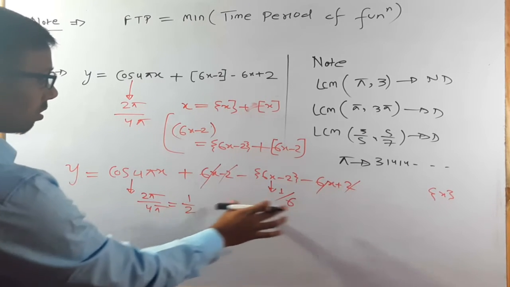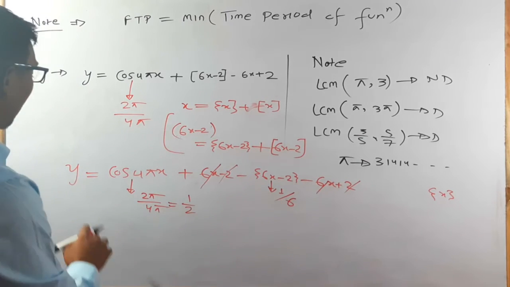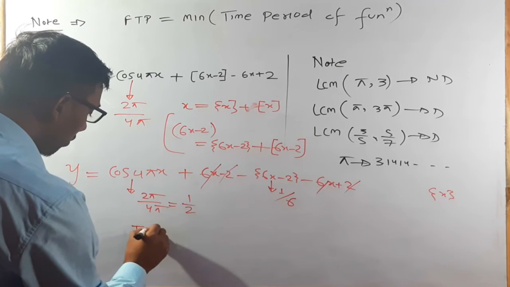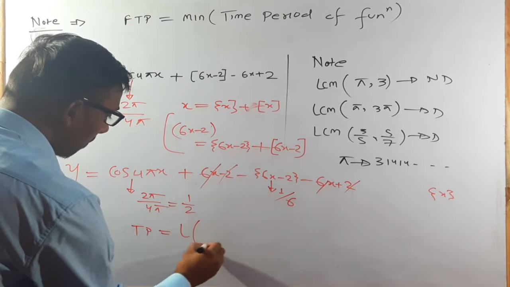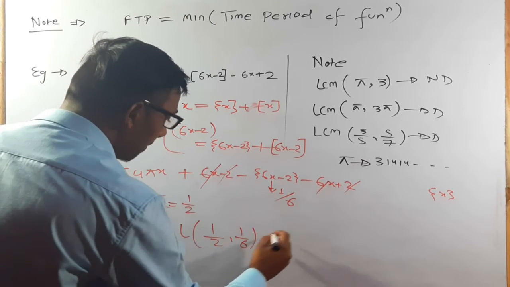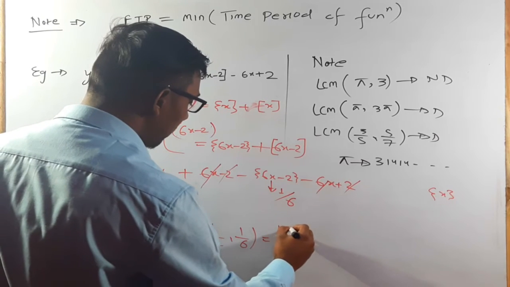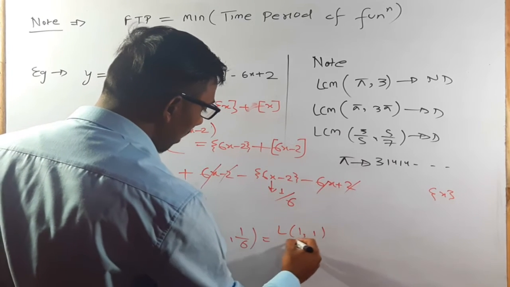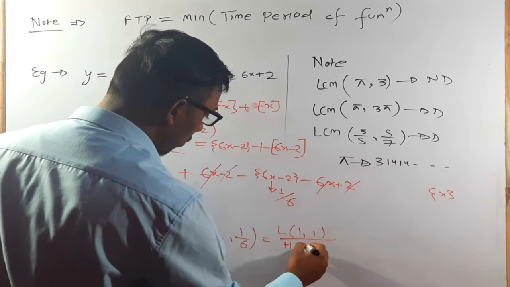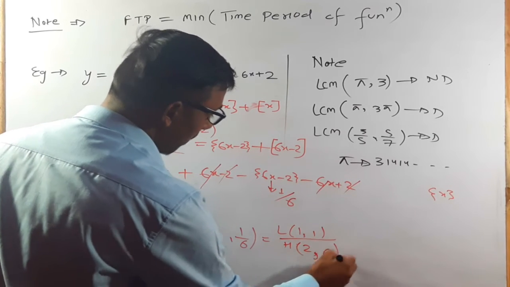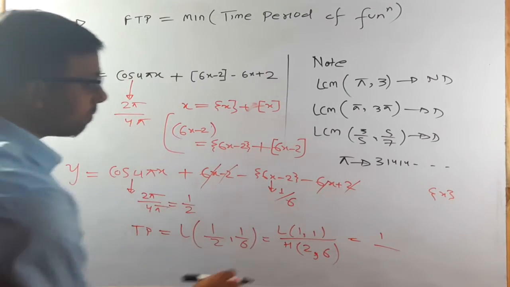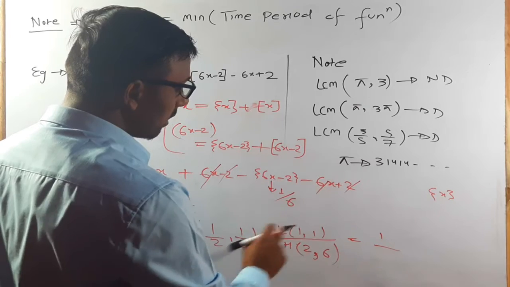We will take the LCM of both 1 by 2 and 1 by 6. We will get the time period of this function. So here the time period is going to be LCM of 1 by 2 comma 1 by 6, which is going to be LCM of 1 comma 1 upon HCF of 2 comma 6. Okay, we need to calculate this. This is going to be 1 upon the HCF of 2 comma 6.